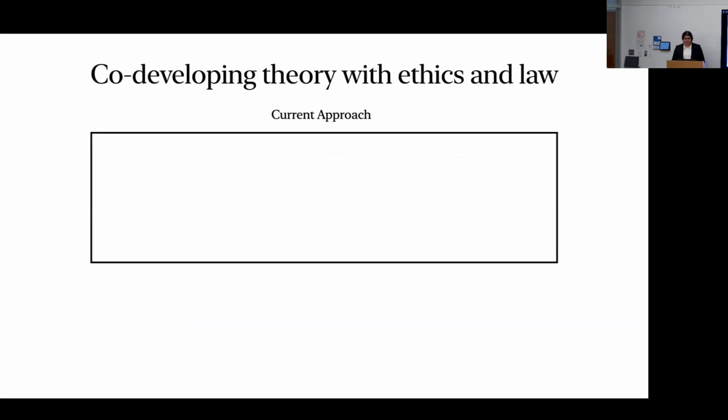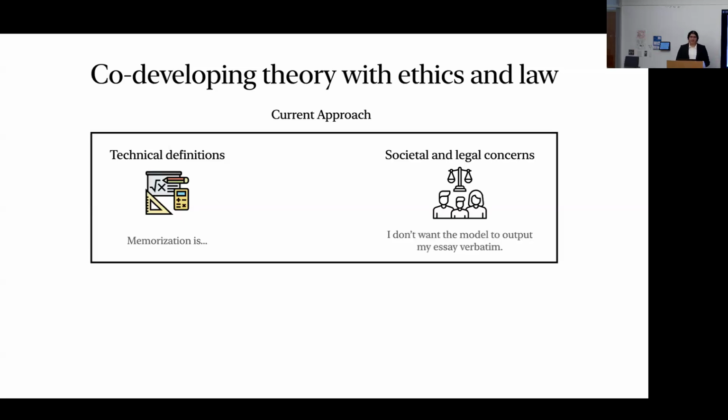The final direction that I'm interested in, which I think is very promising, is to co-develop theory with ethics and law. Currently, we have some technical definitions, like memorization means something in the actual theory. On the other hand, we have mounting societal and legal concerns, like I don't want the model to output my essay verbatim. But we can't actually test or ensure compliance because these things are far apart from one another. My goal is to bridge this gap so we get guaranteed and testable compliance.